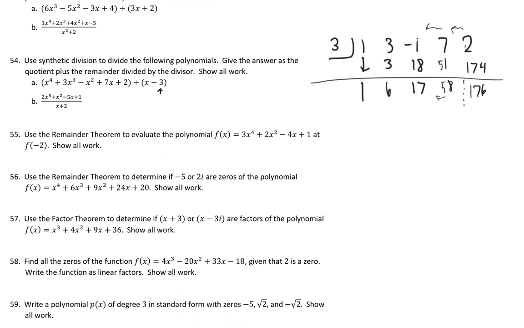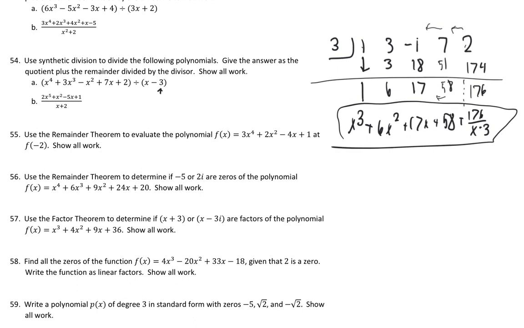So in other words, this starts as an x to the fourth. We're going to drop down 1, so it's going to start as an x to the third. So 1x to the third plus 6x squared plus 17x plus 58. And then I want plus the remainder divided by the divisor, so plus 176 over x minus 3. And that is the answer. Okay, continue on doing this again.